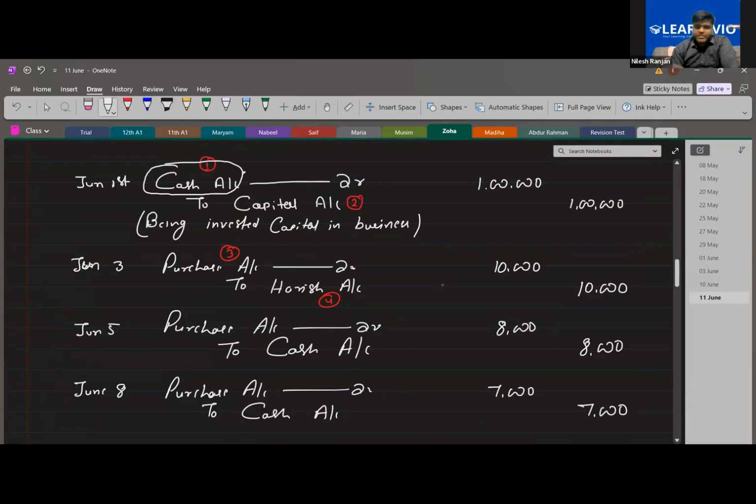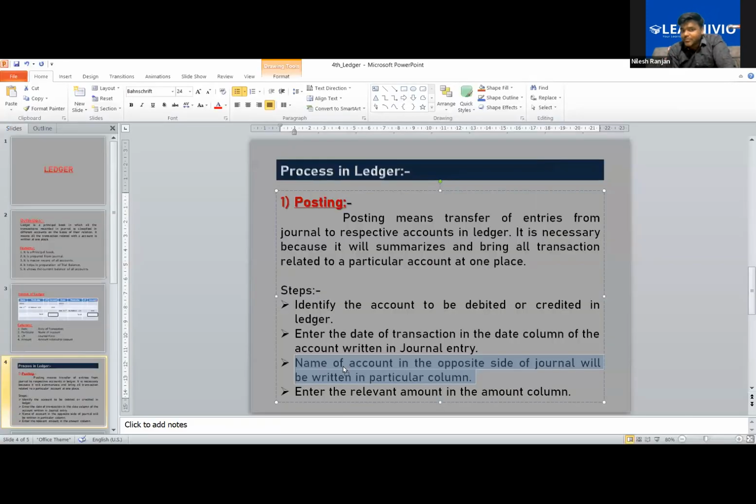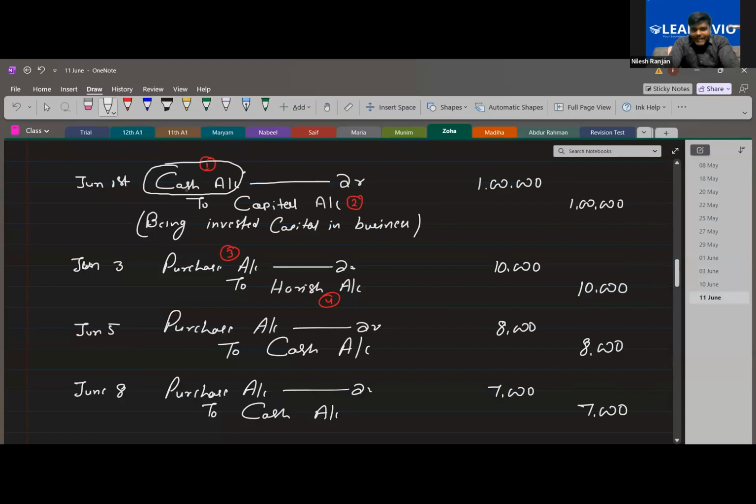Actually, the second step I will also cover. I told you that the first step and the third step will be together. Now, which account name will be written? That is important. In the third step it is clearly mentioned: the name of the account on the opposite side of the journal will be written in the particular column. Opposite account name. So in the cash account, you have to write capital, and in the capital account, we have to write cash.